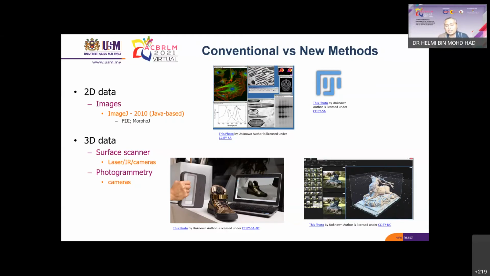A surface scanner is expensive compared to photogrammetry. The problem with photogrammetry is we need to rely on non-moving objects. If you have a living object or living individual or animal, and the animal is not static, then photogrammetry is not suitable. You may want to go with a 3D scanner.